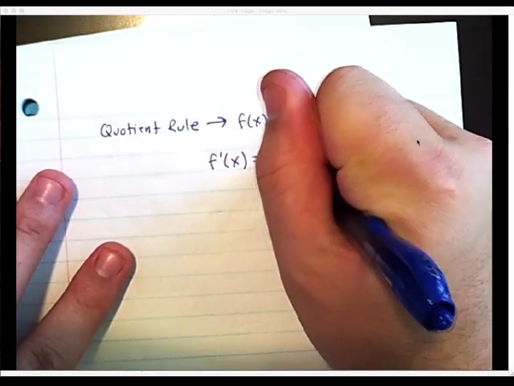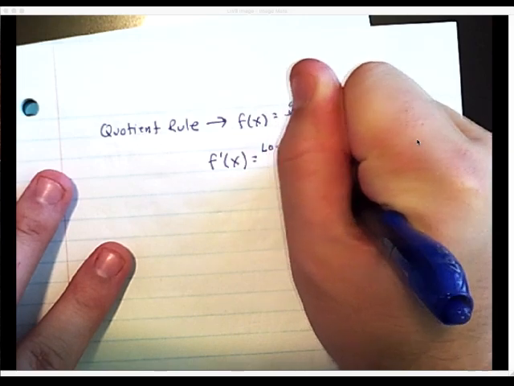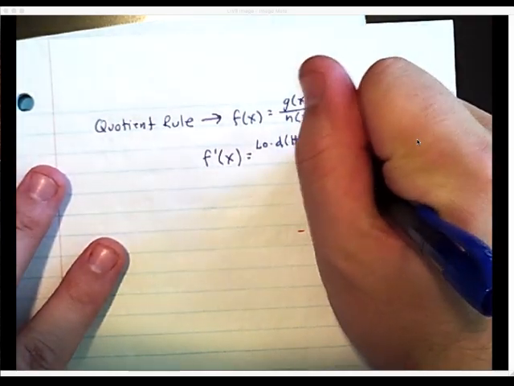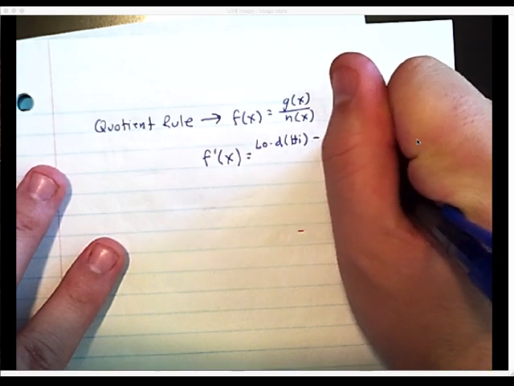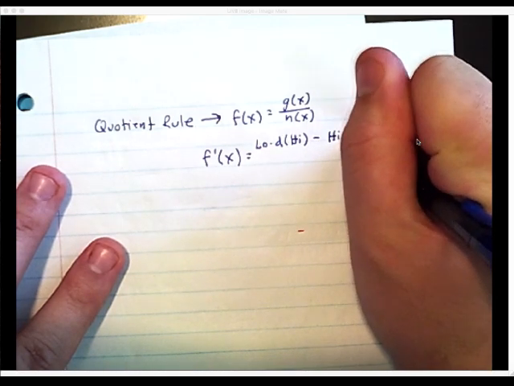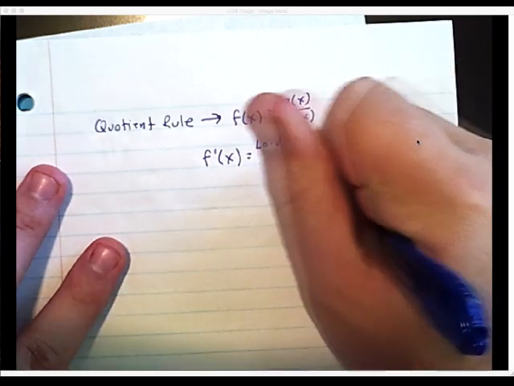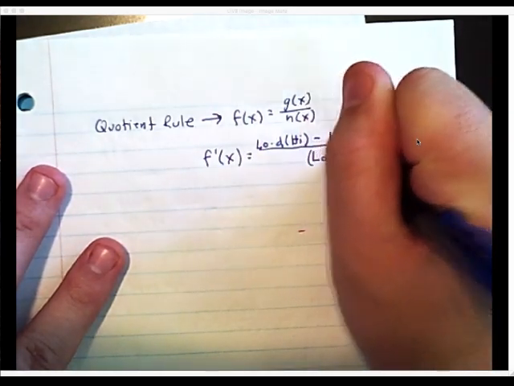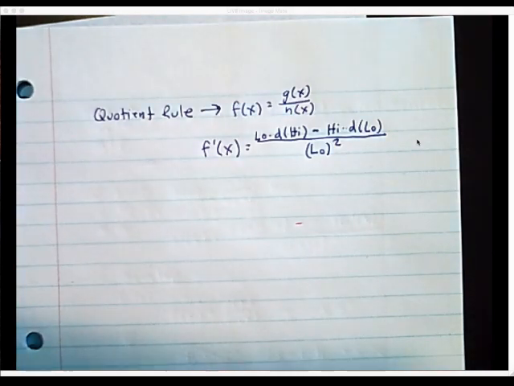Low d high, minus high d low, all over low squared. So low d high minus high d low all over low squared.